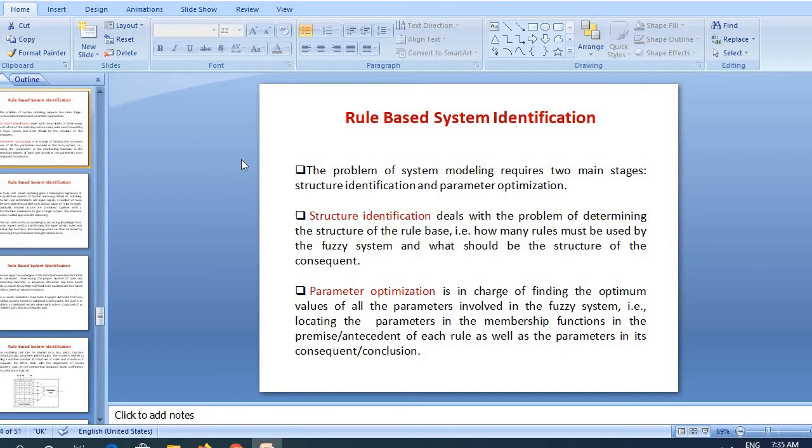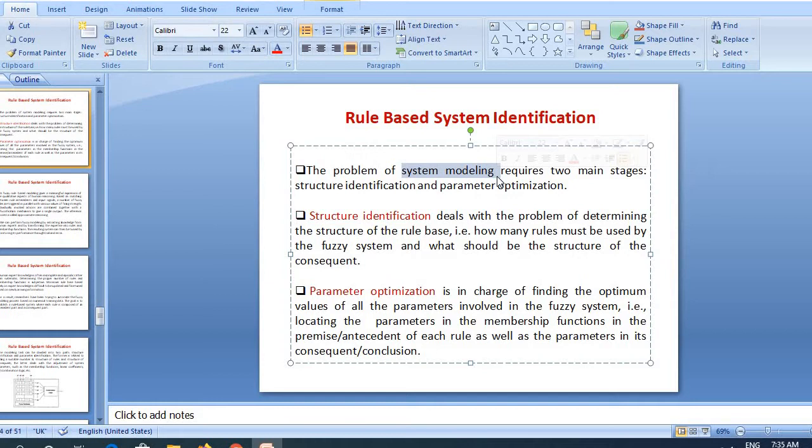Any system modeling problem or system identification problem has two stages. First is called structure identification and the second is called parameter optimization. Now, what is structure identification? You know that for any fuzzy rule-based system, there will be a fuzzy rule base. Rule base means it has different rules in it. Structure identification mainly means how many rules the rule base should have and what should be the structure of the rules. That is, if x1 is A1 and x2 is A2 and so on, then output y is so and so.